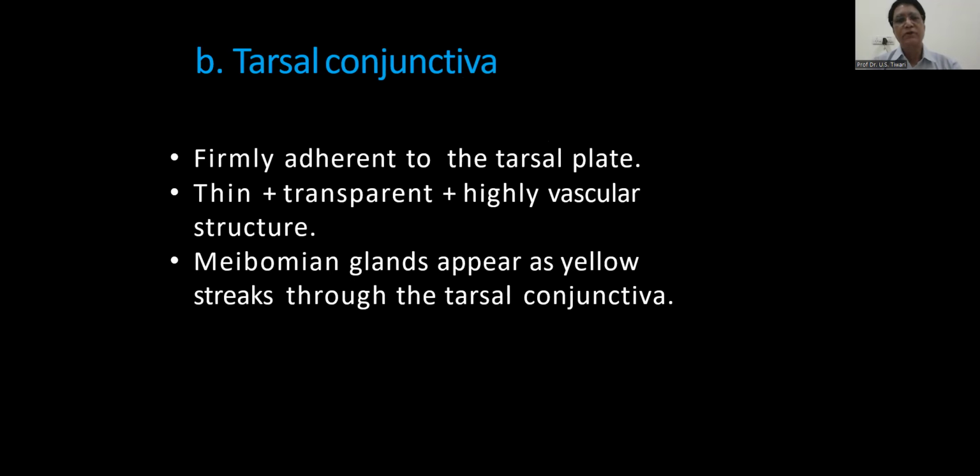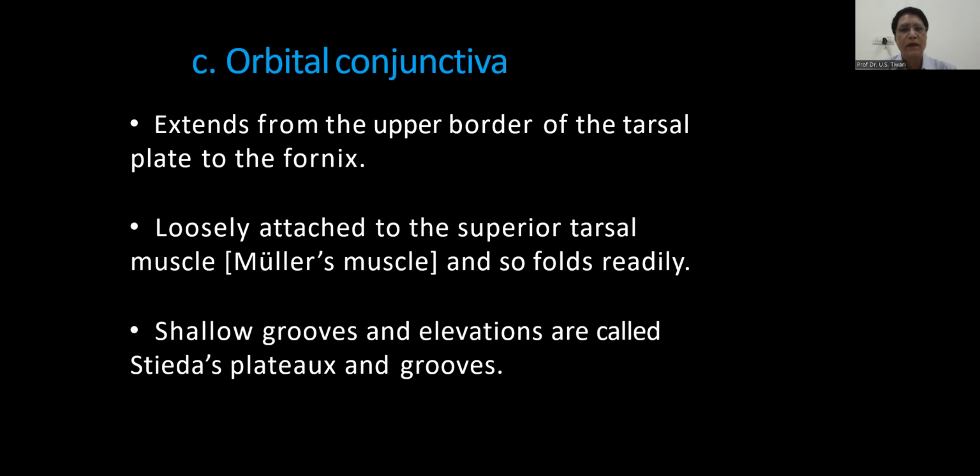Then comes the tarsal conjunctiva. It is that part of the conjunctiva that is firmly adhered to the tarsal plate. It is a thin, transparent, and highly vascular structure. The meibomian glands appear as yellow streaks through the tarsal conjunctiva. If you look carefully, you can visualize that these are the meibomian glands, or the ducts of the meibomian glands, as the yellow streaks.